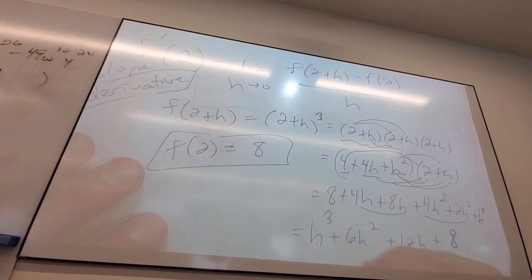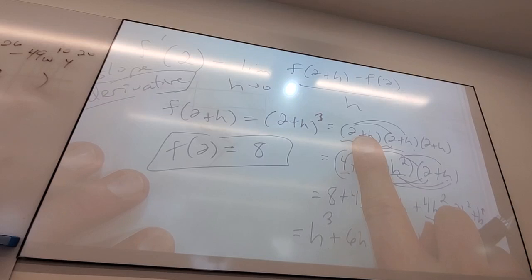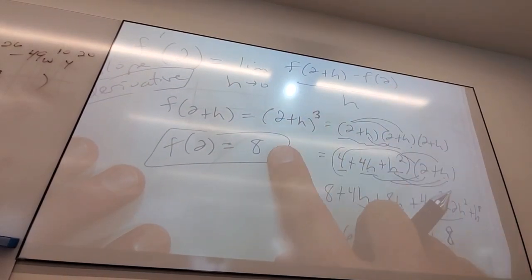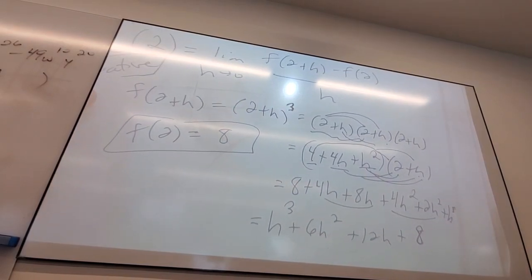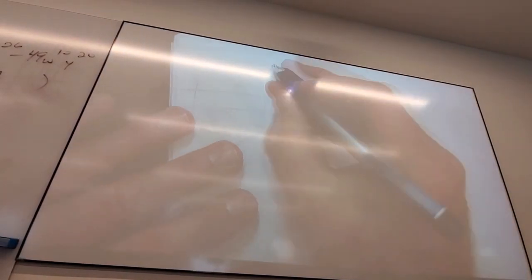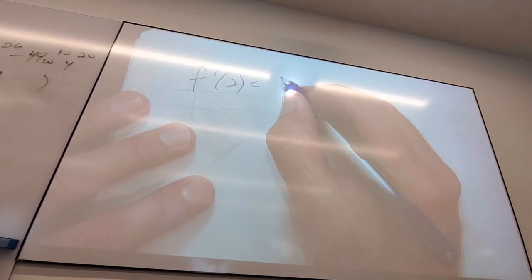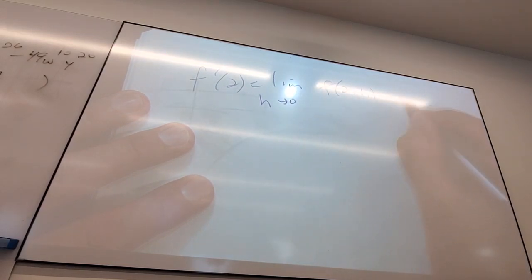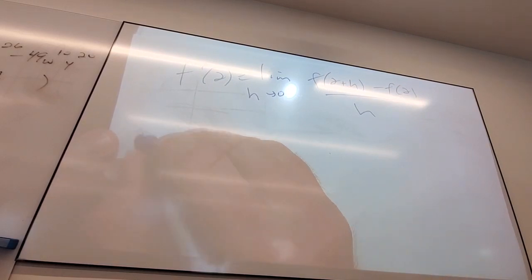Now that we have the components we need to plug in to calculate it: do we have f of 2 plus h? Yes. Do we have f of 2? Yes. Jeff did that. It's so helpful. So let me write this down again. We want f prime of 2. We know that is the limit as h goes to 0 of f of 2 plus h minus f of 2, over h. And now I can just plug that stuff in there.